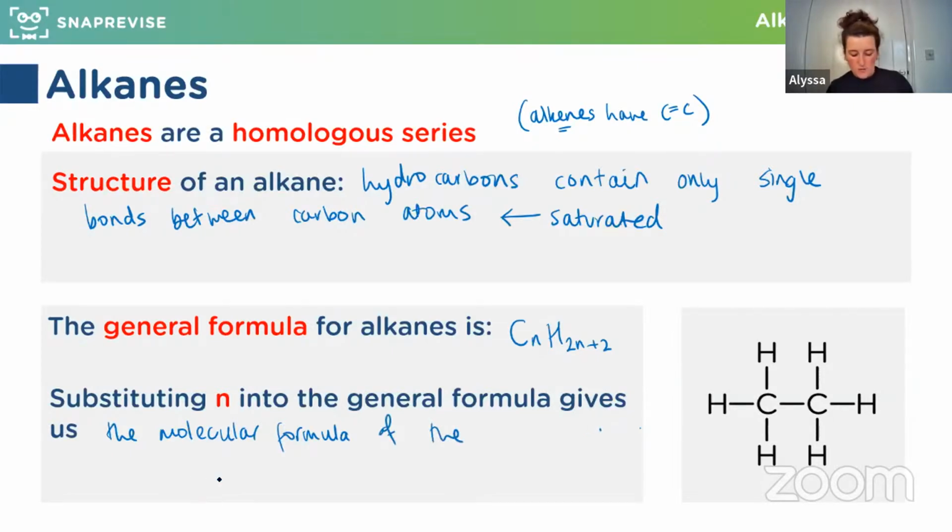Alkane. So for example, if we wanted to know methane with 1 carbon, we put a 1 where the n is. So you have C1H, 2 times 1 plus 2. So 2 times 1 is 2, plus 2 is 4. So C1H4 or just CH4. And that is the molecular formula for methane. We're going to write these in a second.